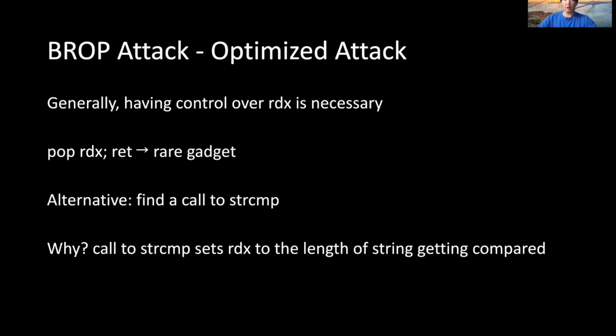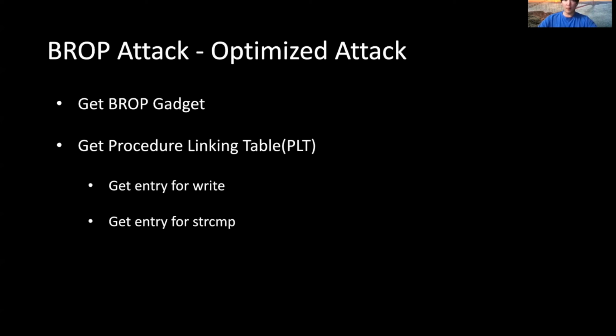In general, having control over RDX isn't necessary, but pop RDX; return is a rare gadget. In order to gain control over RDX, we need to find and call strcmp instead. String compare sets RDX to the length of the string getting compared. Therefore, to complete the attack efficiently, we need to find the BROP gadget and the procedure linking table. With the PLT, we get the entries for write and string compare calls.